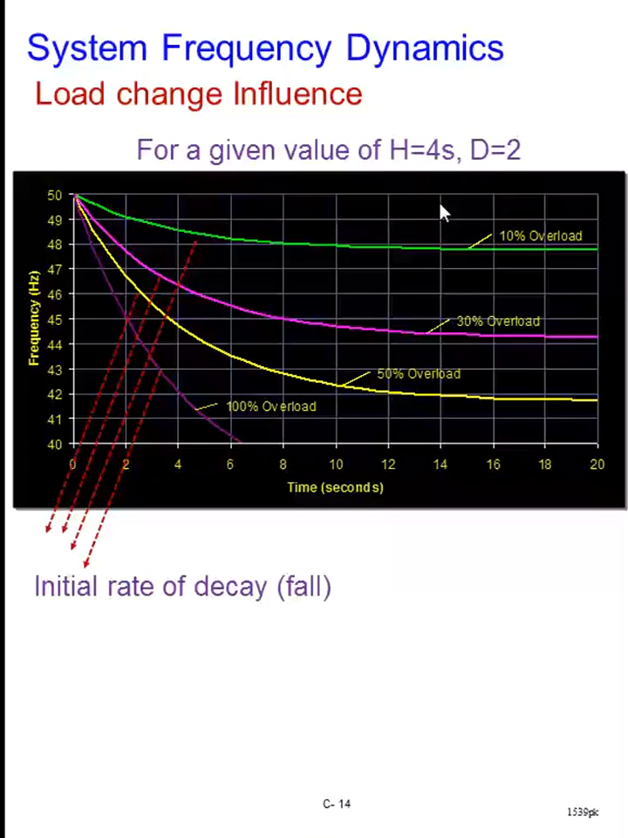Excuse me, sir. Here you have used D equals 2. What does this signify? It is the load damping constant, in per unit. It says how much change in the frequency will occur for the corresponding change in power. That is how we have defined D actually.